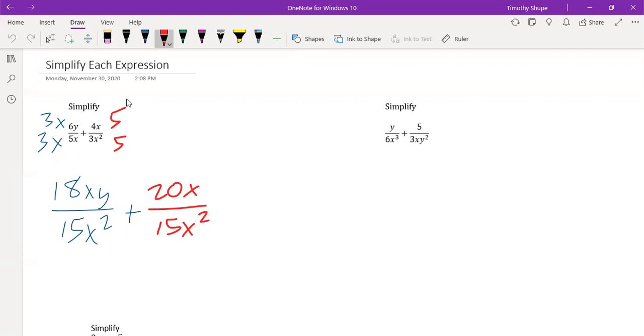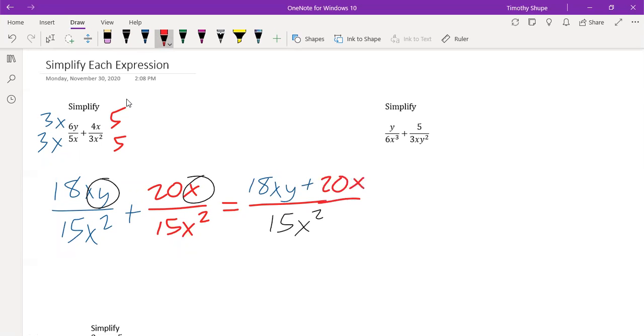So then if I add these together, the one thing that will remain in common is the denominator. So that stays as 15x squared. If I add the numerators, I don't have any like terms because I've got an xy in this first term, I've got an x from the second term. Those are different, but I can consolidate this down into a single fraction. So this can become 18xy, and then plus the second piece is 20x, and that would be my combined fraction for those first two expressions.